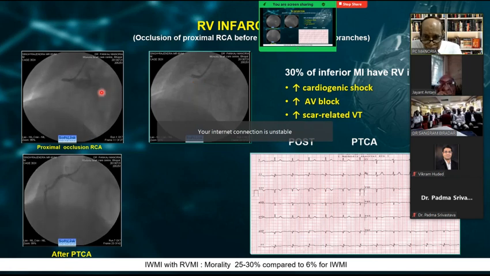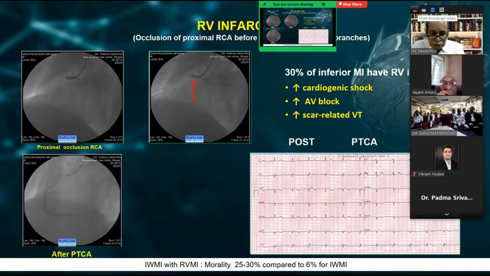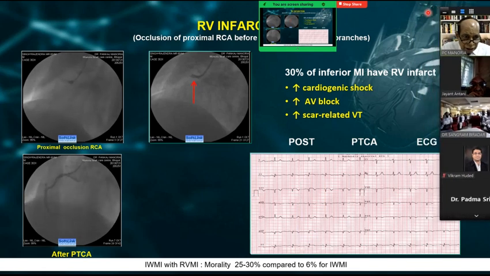You can see this is the blocked artery, the artery is open, and look at the ECG. The ECG changes have reverted. So again, this is a dangerous subset which you should always recognize in time. Proximal circumflex is also a dangerous subset. Somehow that illustration case is not there in this PPT, so I'll skip over.